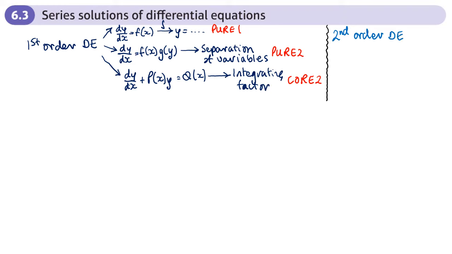and one you would have learnt about in Core 2 would have been where you find the complementary function and the particular integral. That's if it's a non-homogeneous second order differential equation, and you would have learnt about that in Core 2.